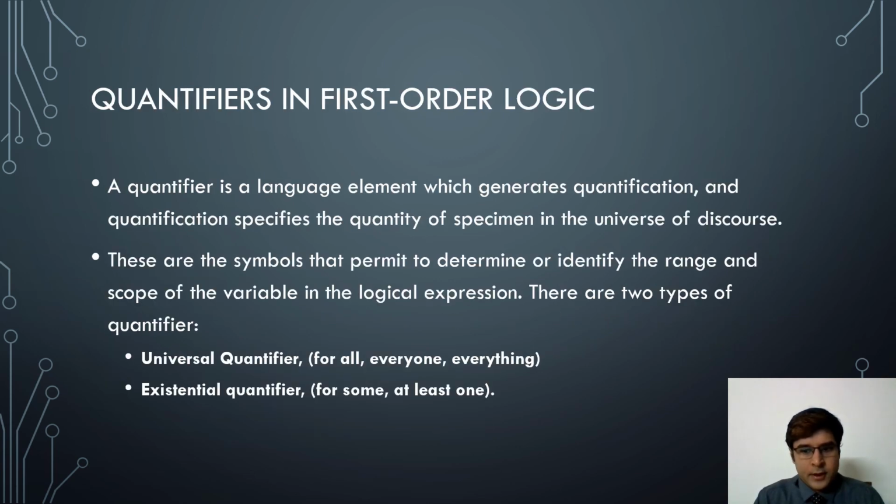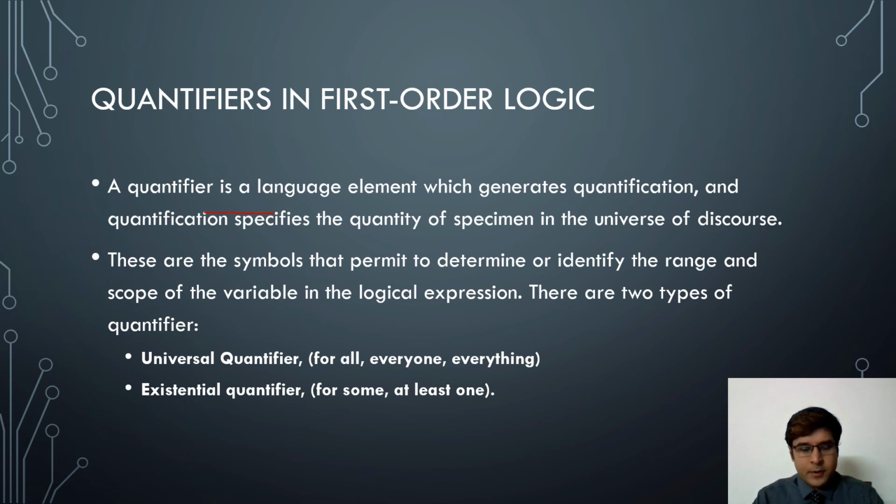Now we'll see again a little bit more about quantifiers in detail. A quantifier is a language element in first order logic which generates quantification, and quantification specifies the quantity of specimen in the universe of discourse. So quantity can be for all or for some, from the existential quantifiers, for all and for some x, that we have discussed earlier.